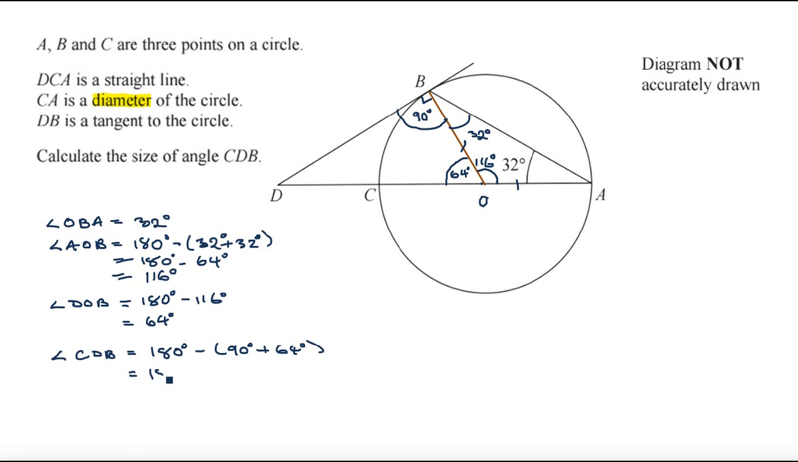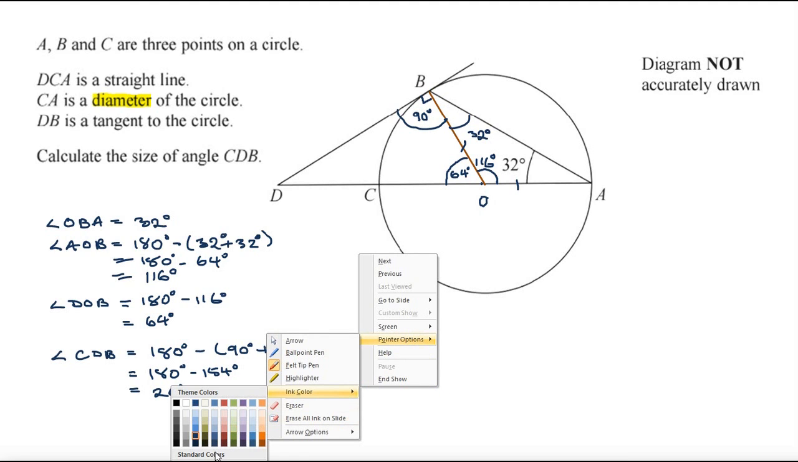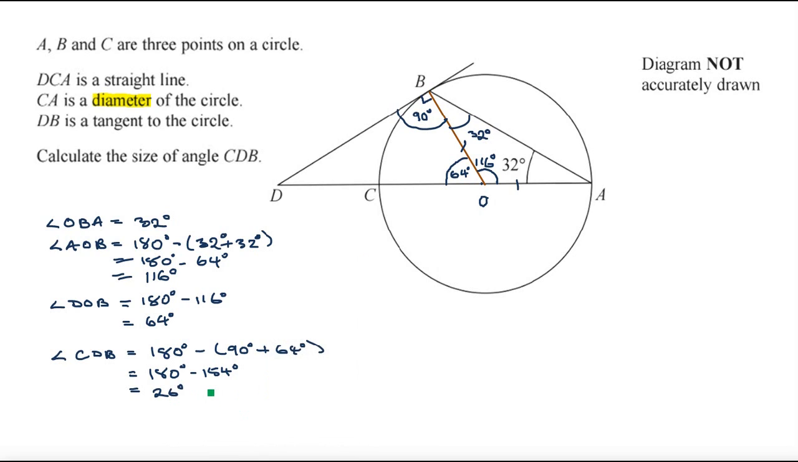Let's have a look. 180 minus, well, if I add 10 to that side, subtract 10, I've got 154. And so 180 minus 154 is 26 degrees. And because of my check that I did before, I know that that must be correct.